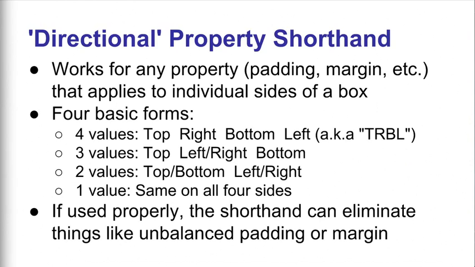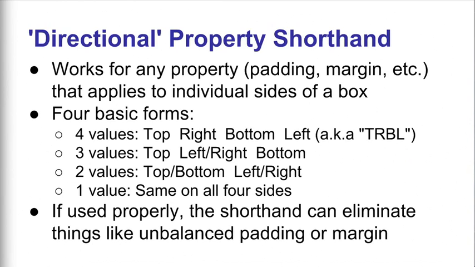There are 4 basic forms allowed in the shorthand. If there are 4 values, then the first one is for the top side of the box, followed by the right side, then the bottom, and lastly the left side. We use the mnemonic TROUBLE, or TRBL, to remember the order.